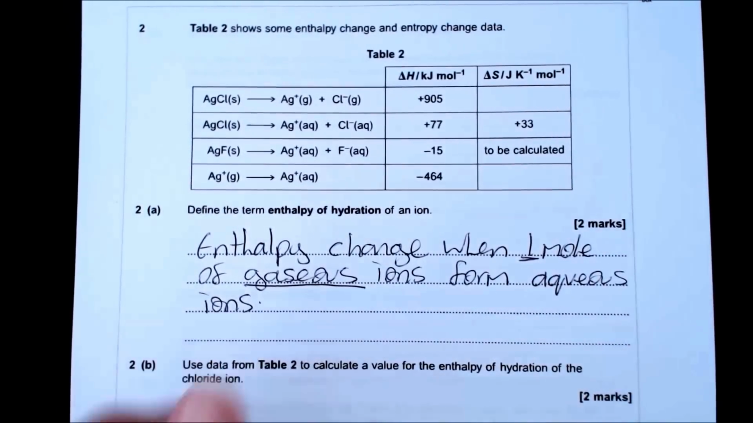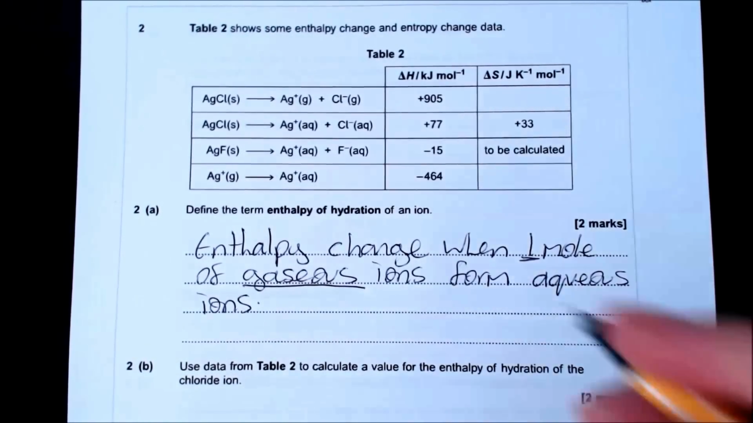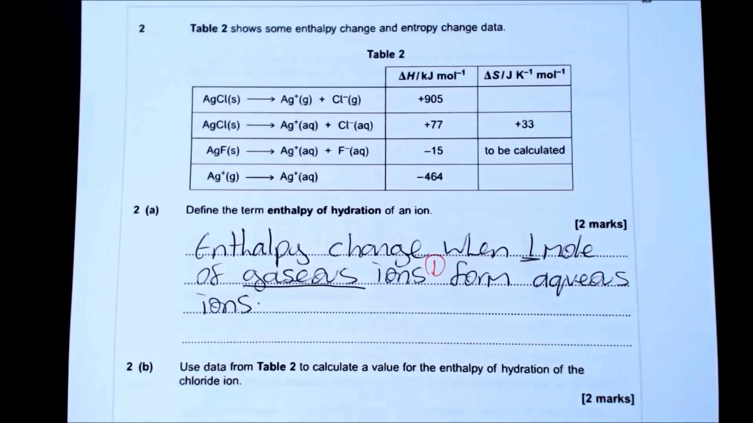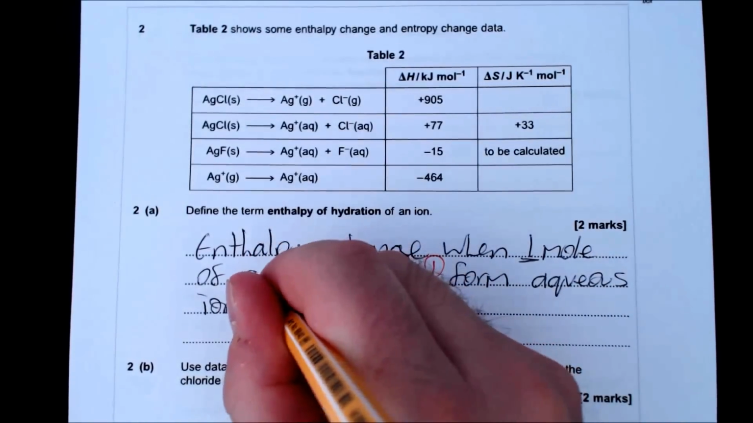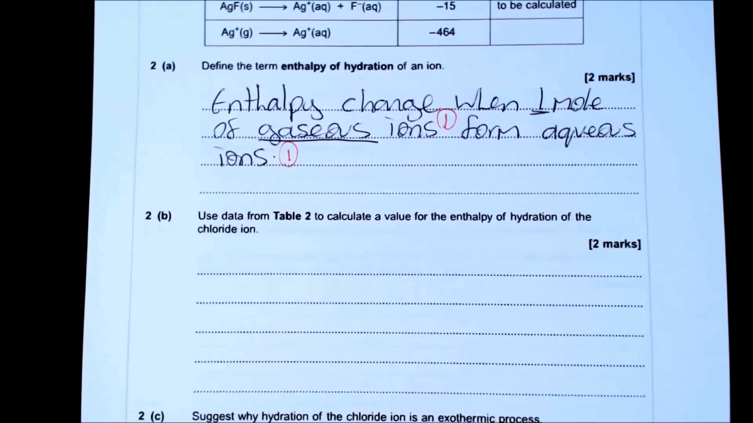So this is a 2-mark question. Definitions you've just got to really remember. You know, they are important. They come up so many times. So gaseous ions gets 1 mark, for saying 1 mole of gaseous ions, and that forms 1 mole of aqueous ions as well. So that gets you the 2nd mark there.